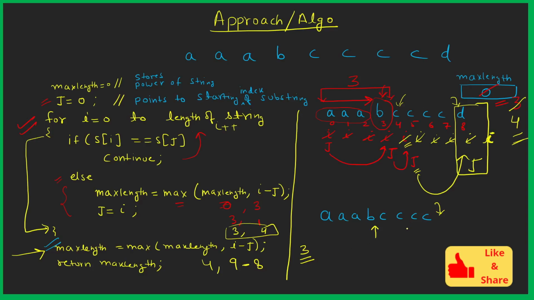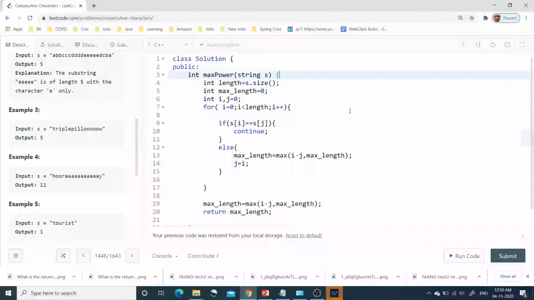So I hope you have understood the algo, how it is working. So let's write the code for this question. So let's see the code in C++, and this is the code that I have written for the C++ solution. First we are finding the length of the string, and then we are setting maximum length as 0. Then we have taken i and j, and we have set j equal to 0.